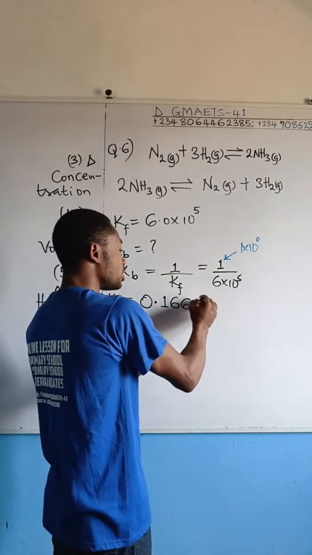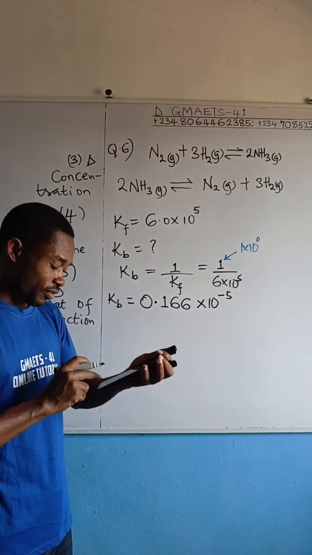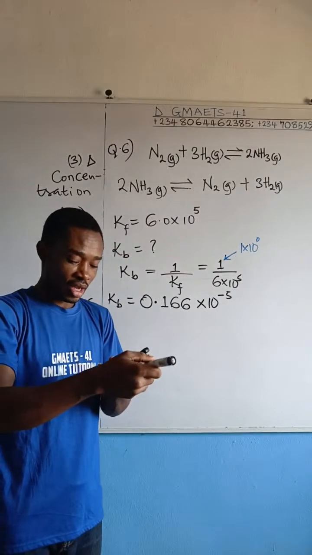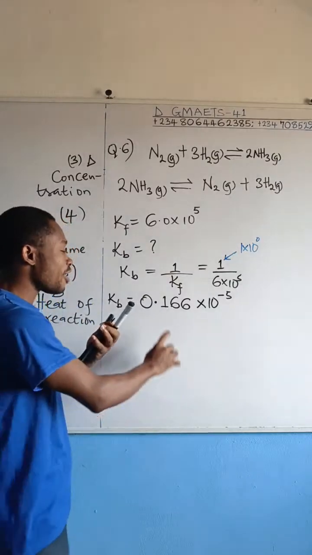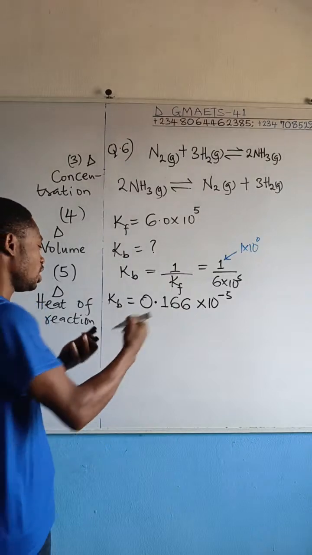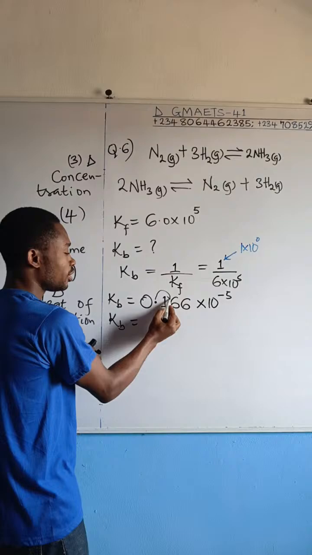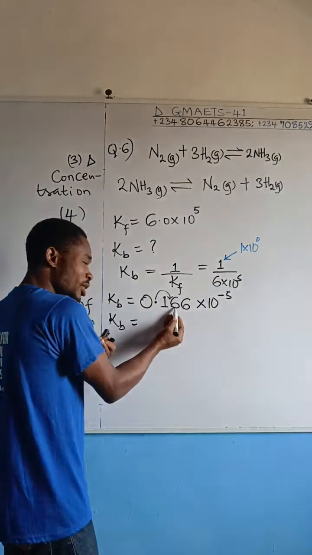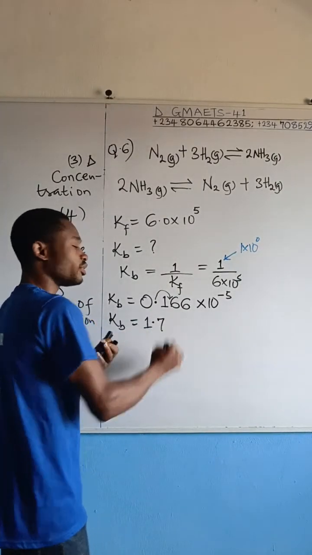Let me stop at this point, then multiply by 10 raised to the power minus 5. Besides, if you look at the options given, you find out that the values are in 1 decimal. That is why I have to obtain this up to 3 decimal places, because I need to do some approximation here. This Kb is equal to, move this point once this way. If it moves, it becomes 1.66. Then approximate this 6 to 7, so this is going to become 1.7.